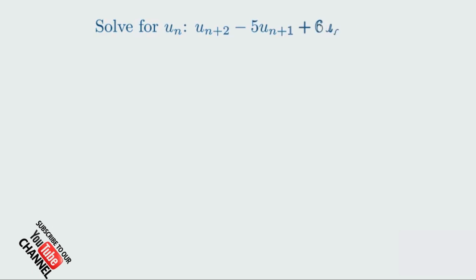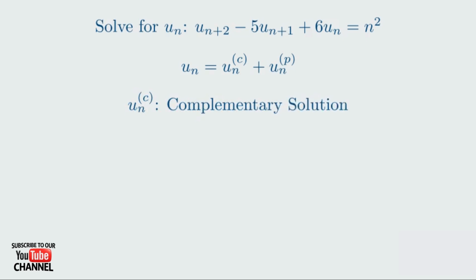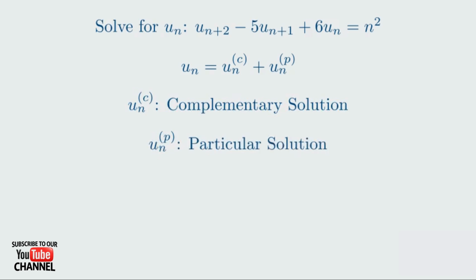Here is our equation. Notice it is non-homogeneous because the right-hand side is n squared, rather than 0. To solve this, we use the principle of superposition. The general solution, u sub n, is the sum of two parts, the complementary solution, which we will call u sub n superscript c, and the particular solution, u sub n superscript p. Let's start by finding the complementary solution.